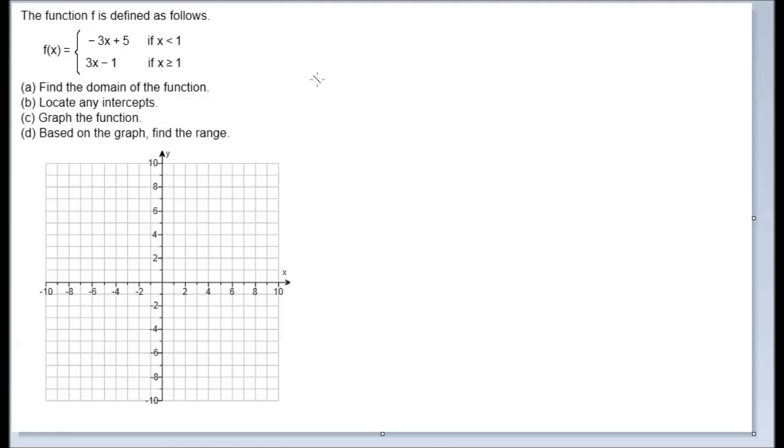To locate any intercepts, we probably should go ahead and graph the function first. That'll be easier. So let's go ahead and graph the function. For all x less than 1, it's the line y, or f of x, equals minus 3x plus 5. So we're going to have a line that starts at 5. I'll put a point here at 5, and then we're going to go down 3 and over 1, down 3 and over 1.